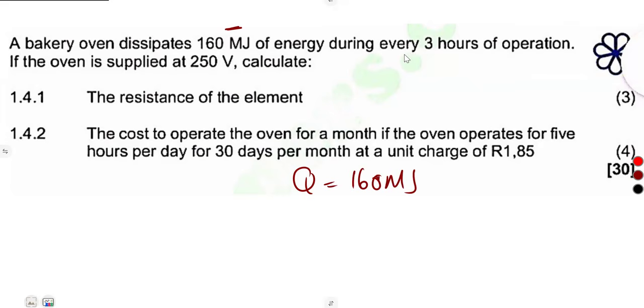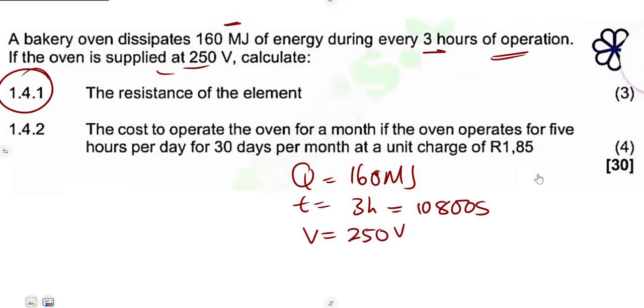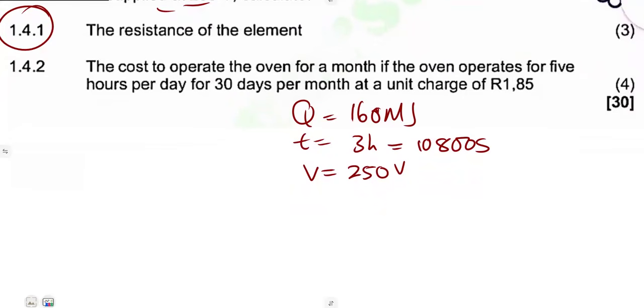All right. During 3 hours, the time frame, which in seconds is multiplied by 3,600. That's 10,800 seconds of operation. If the oven is supplied at the given voltage of 250 volts, calculate, 1.41, the resistance of the element. The resistance of what? The element.